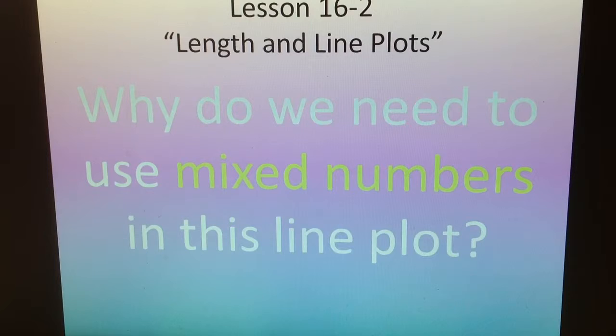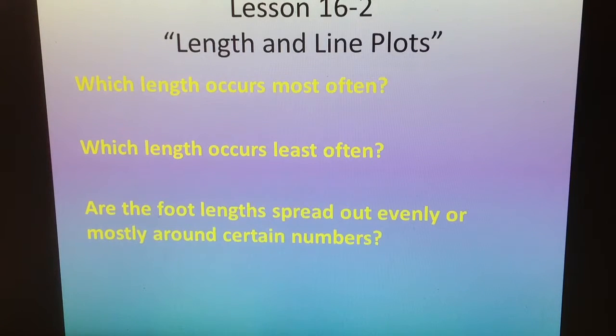On this line plot with the length of our feet, why do we need to use mixed numbers? Well, since we were measuring to the nearest half inch, we needed to use mixed numbers for students whose feet were a length of a mixed number, 7 1/2, 8 1/2, that sort of thing. We talked about this already, the lengths that occur most often and least often, and how they tended to be around certain numbers, like 8 was a very popular foot length.